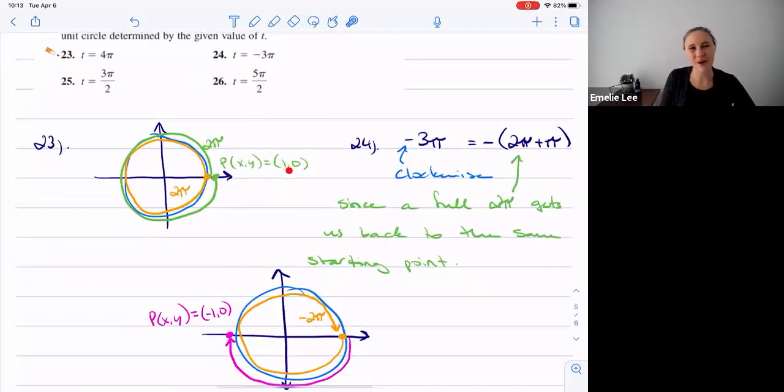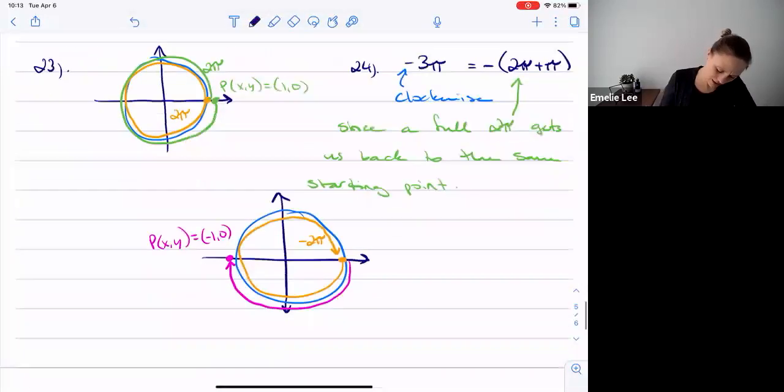So far we've ended up on the x-axis, not the y-axis. Could have. But so far our terminal points have been kind of nice to look at. I guess all of these are going to be kind of nice, but let's just do 25 and then I'll leave you to do 26.